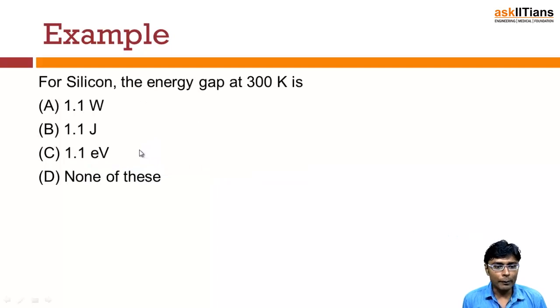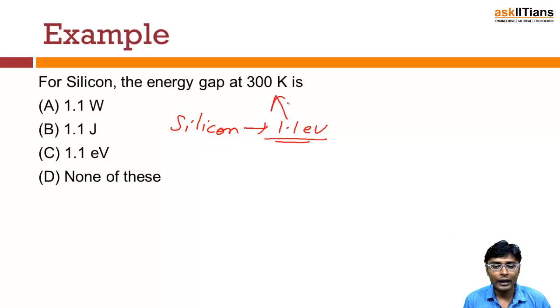Let us take one more example. For silicon, the energy gap at 300 Kelvin is, right? When we started the introduction of this topic, I discussed that silicon has an energy band gap of 1.1 electron volt at 300 Kelvin. So for silicon, the energy band gap will be 1.1 electron volt. So the correct answer for this question is option C.